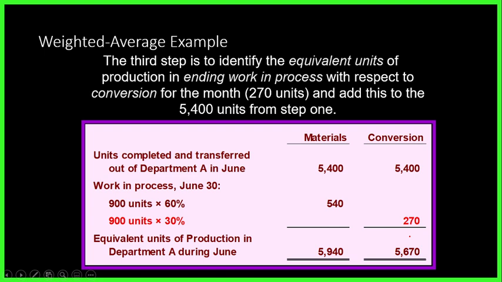So this means that if you try to look at your efforts in terms of materials, even though you only completed and transferred 5,400 units, your efforts in terms of material is as good as coming up with 5,940 units. So, ganun din sa conversion. Even if you only completed 5,400, it's as good as completing 5,670. Okay po. So, ayun. So, that's your weighted average EUP.